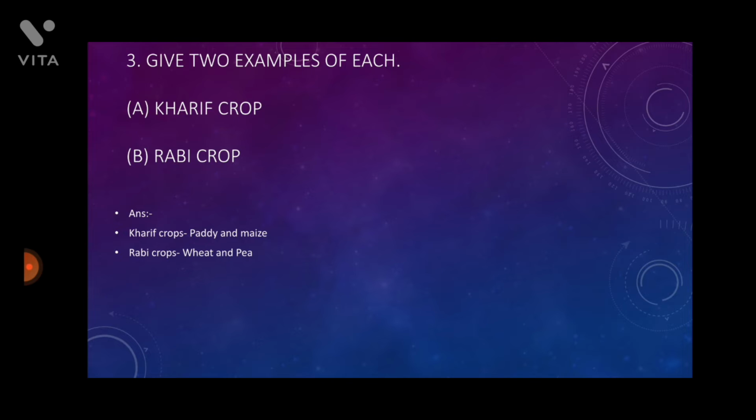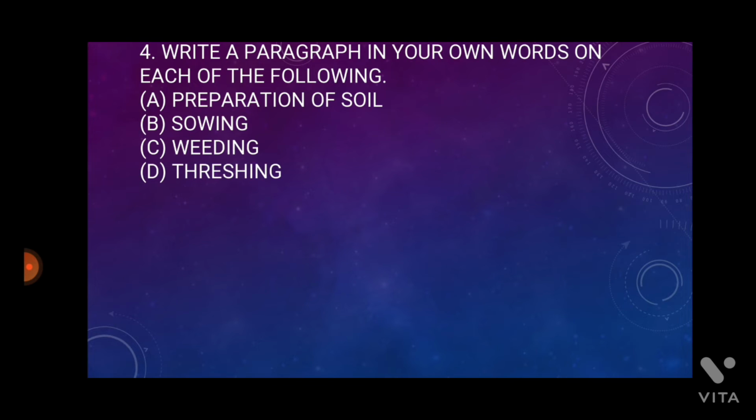Third is give two example of each. Kharif crop and Rabi crops. Kharif crop example paddy and maize. Example of Rabi crops wheat and pea.